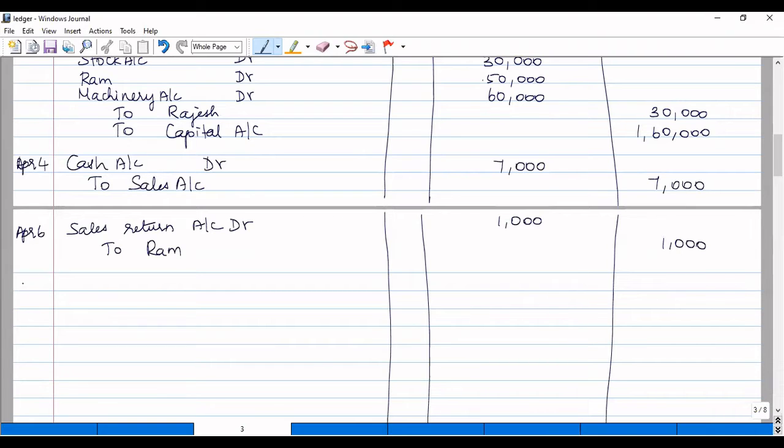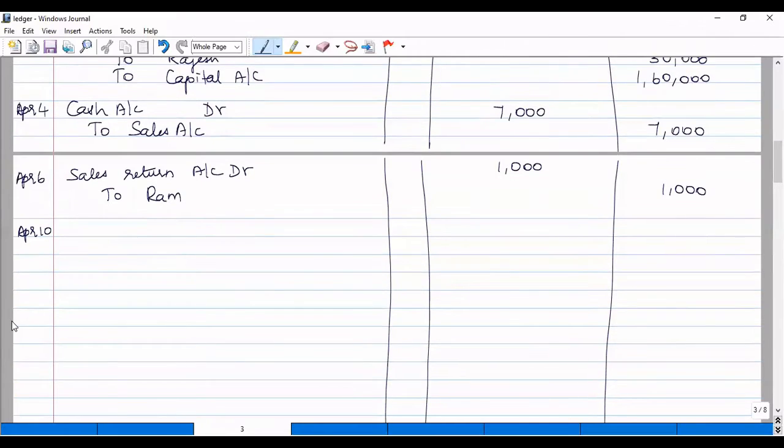Next, on April 10th, purchased goods from Rajesh of list price 10,000 for 9,000 rupees. So we have purchased goods from Rajesh, but we have received a trade discount. Okay, we need not calculate anything because the amount for which the purchase is made is given directly as 9,000. So we'll just pass the entry purchases account debit to Rajesh. Okay, amount is 9,000.